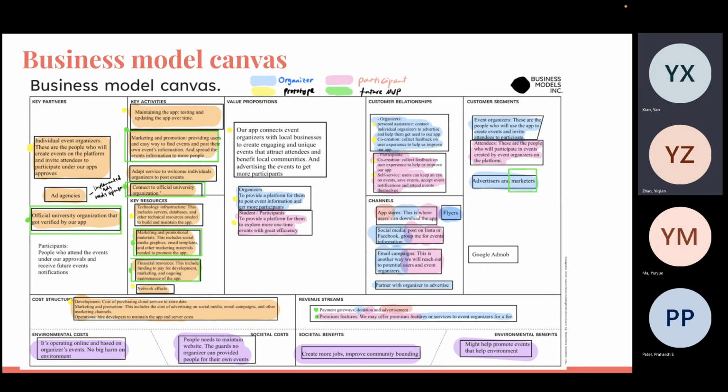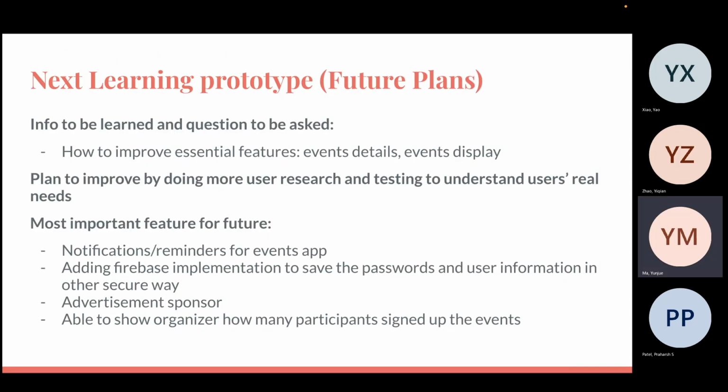This is our business model canvas. We've updated the parts in key partners, customer segments, and several other parts too, and they're highlighted in the picture. Info to be learned and questions to be asked is how to improve essential features like event details and events display. We plan to improve by doing more user research and testing to understand users' real needs.